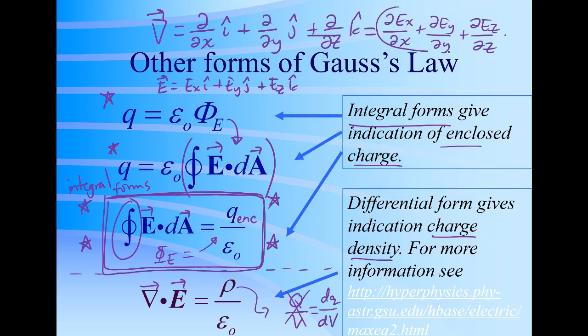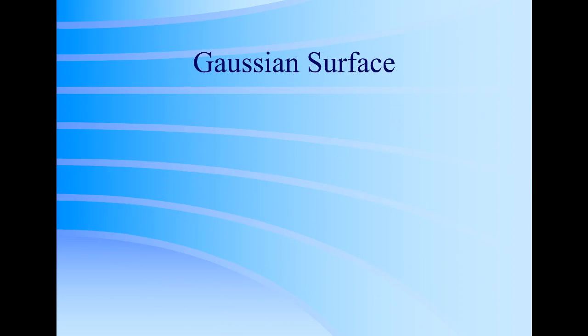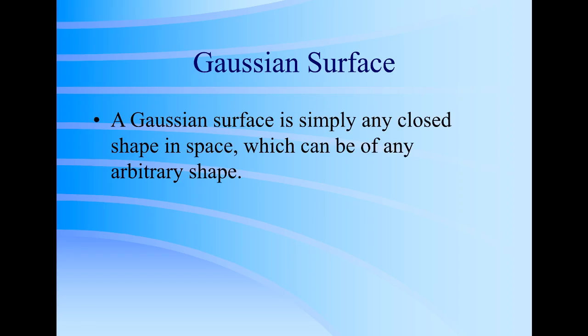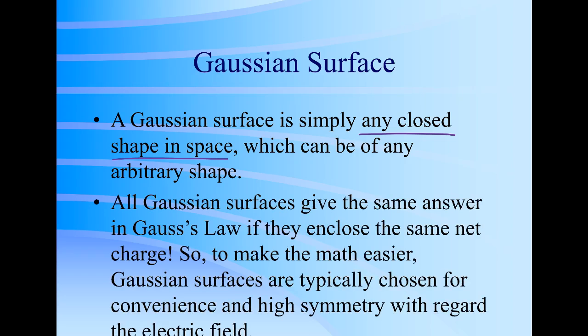And so this is something that we'll be using a bit later on in order to calculate electric potential, but we're not going to look at it just this moment. So let's look at a few more things concerning Gauss's law. The most important thing is what we call the Gaussian surface. It is any closed shape in space. But we should point out that not all Gaussian surfaces are created equal.